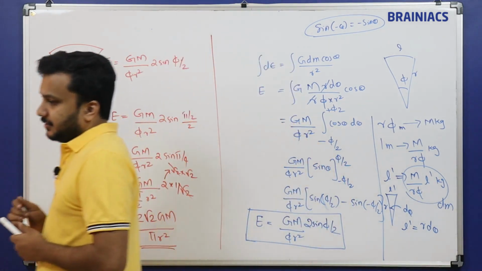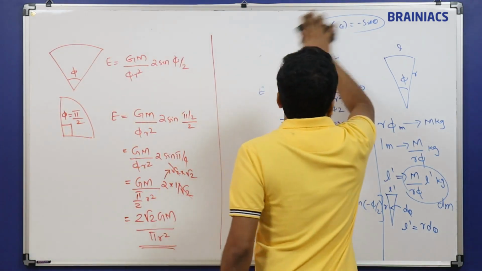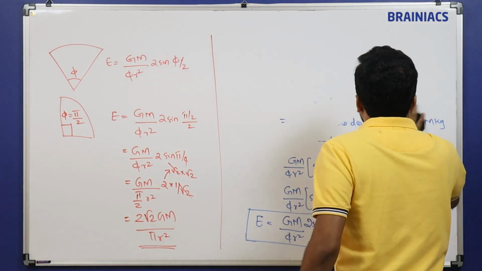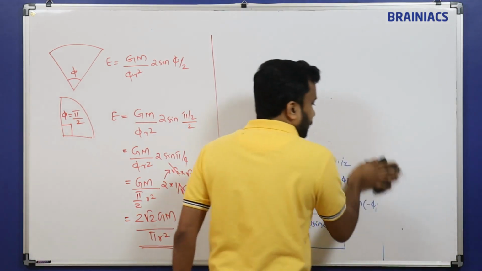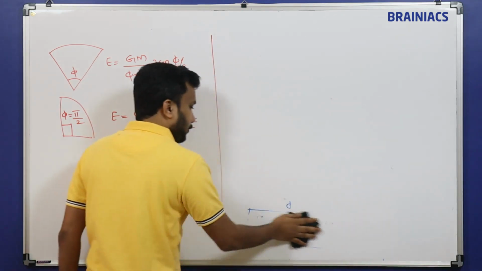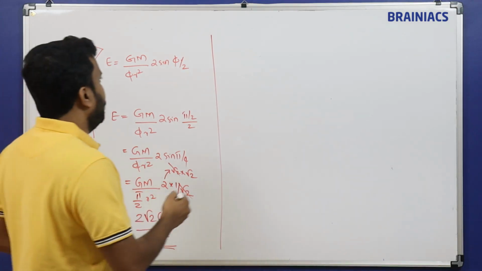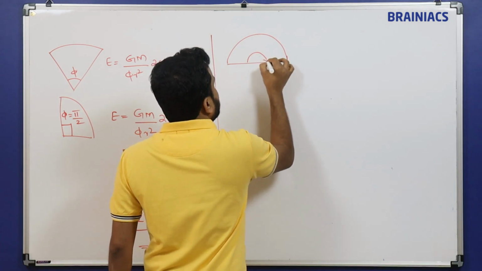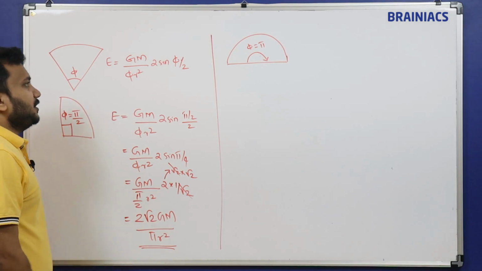And next, for a half circle. What is the value of φ for a half circle? π, 180 degrees, right? Full circle it is 2π, 360 degrees. Half circle it is π. Quarter circle it is π by 2. All these values we know, and we will make use of them to solve these. So now we are going to form a half circle. Half circle also we have seen in the last sessions, and φ is equal to π, 180 degrees. We'll substitute the values.